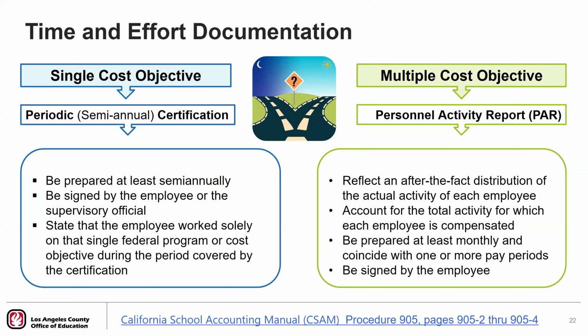Employees who work on multiple activities or multiple cost objectives, of which at least one funding source requires time and effort accounting, must complete a personnel activity report or equivalent documentation. PARs, or equivalent documentation, must reflect an after-the-fact distribution of the actual activity of each employee, account for the total activity for which each employee is compensated, and be prepared at least monthly and coincide with one or more pay periods and be signed by the employee.